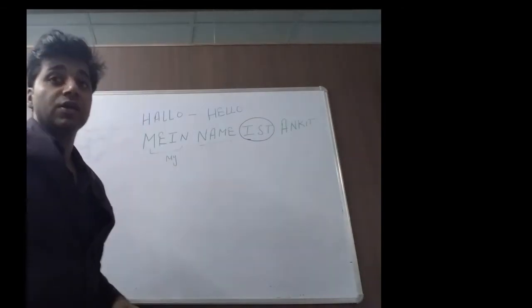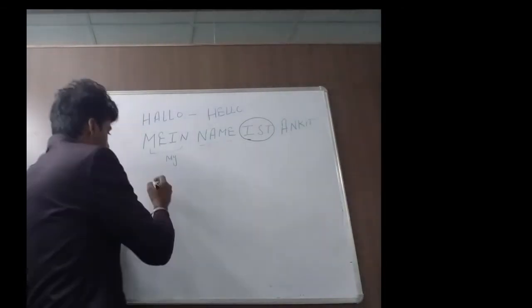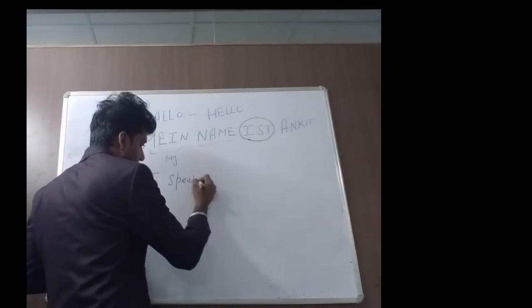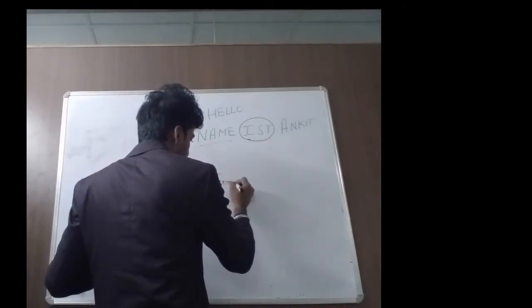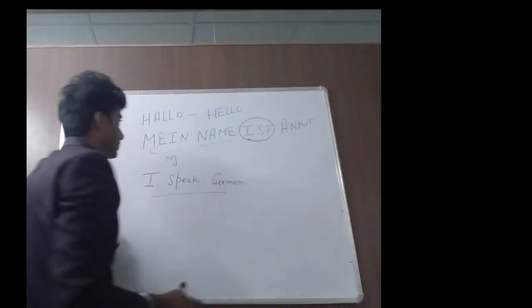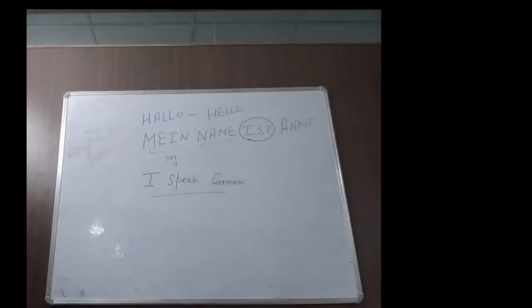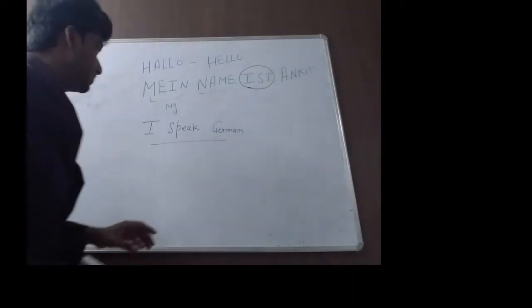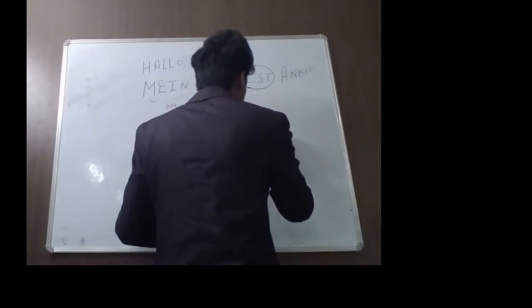Okay, all right. So my next is I speak German. I speak German. So before this you have to repeat after me. Now repeat after me. Mein Name ist, okay, hallo. Hallo is hello. My name is Ankit. Mein Name ist Ankit. Okay, so if I'm using I speak German, I speak German. Okay, so you can say like this.